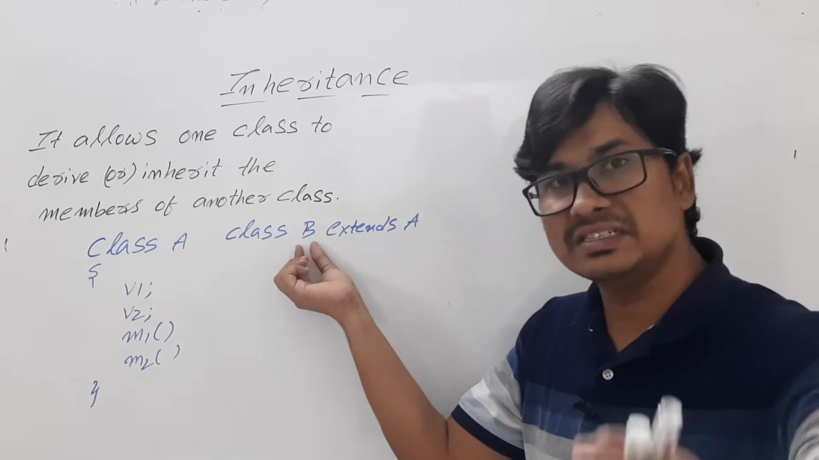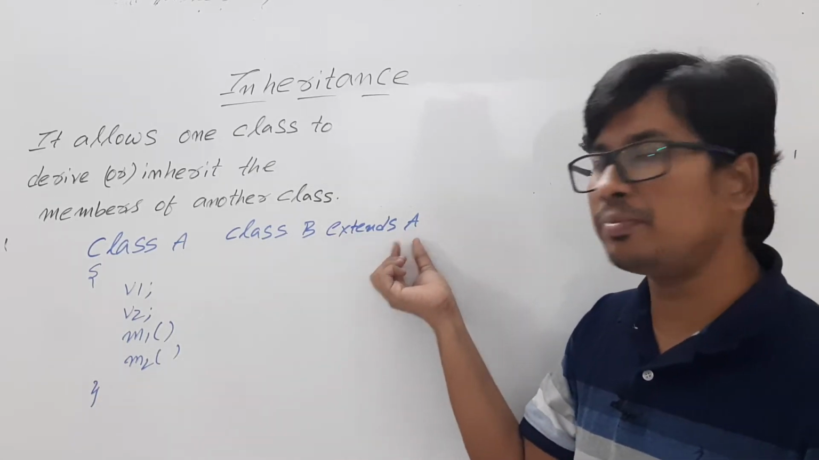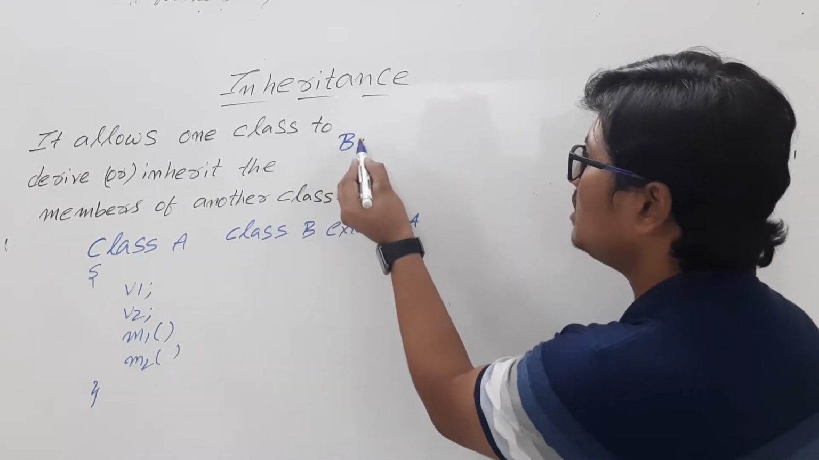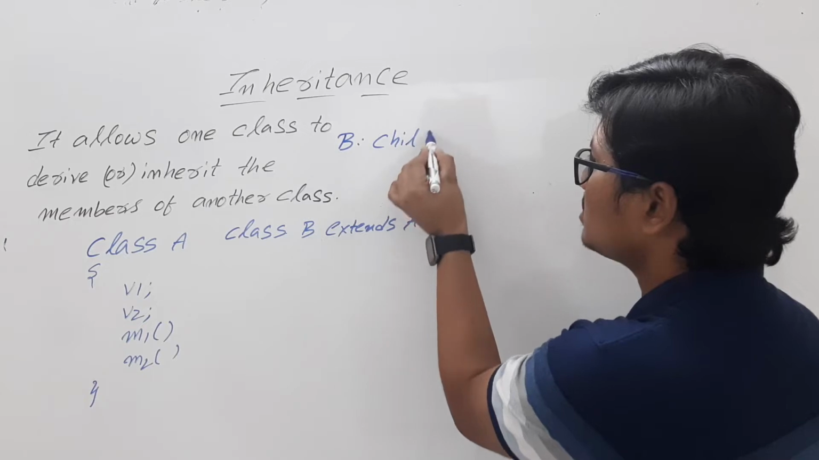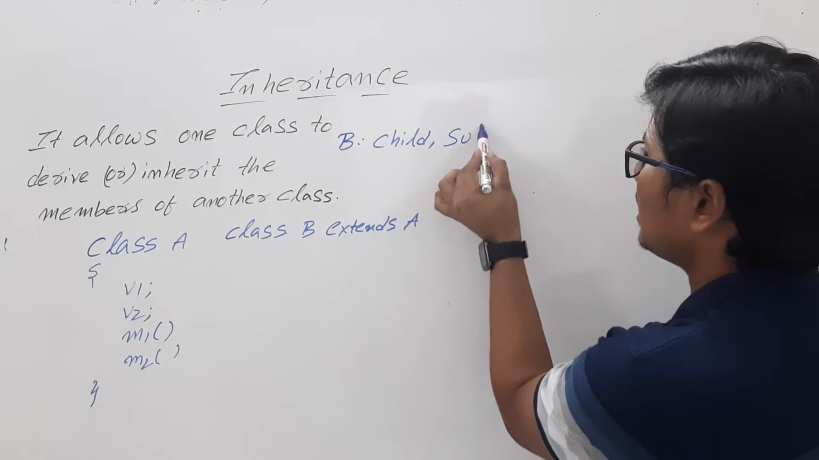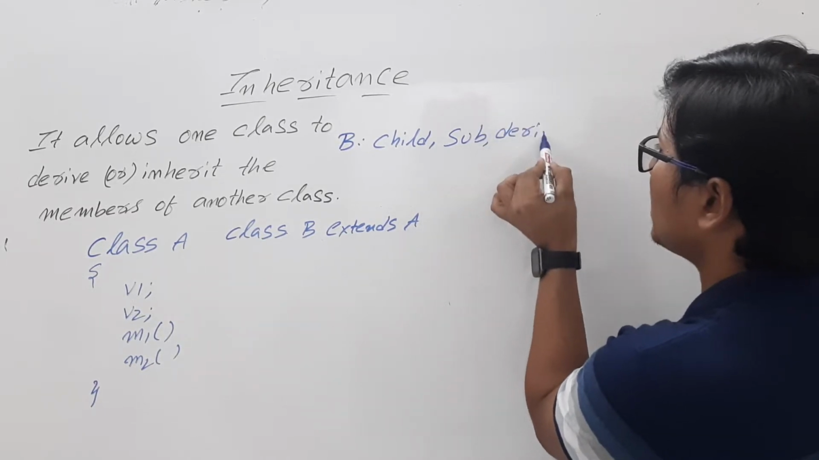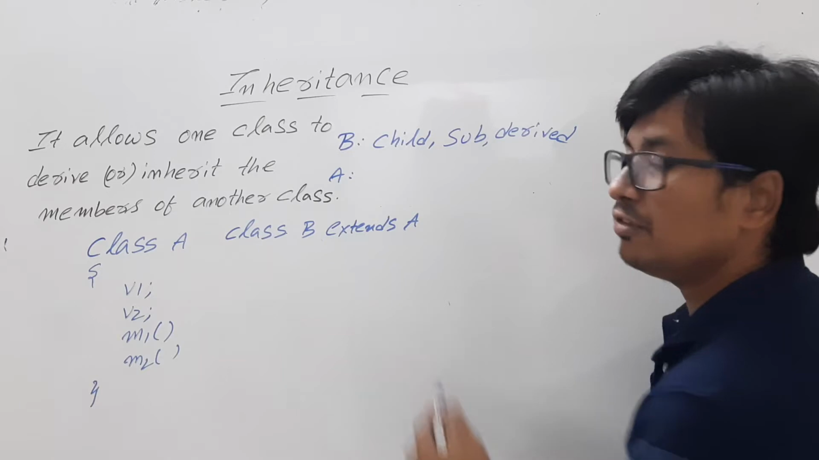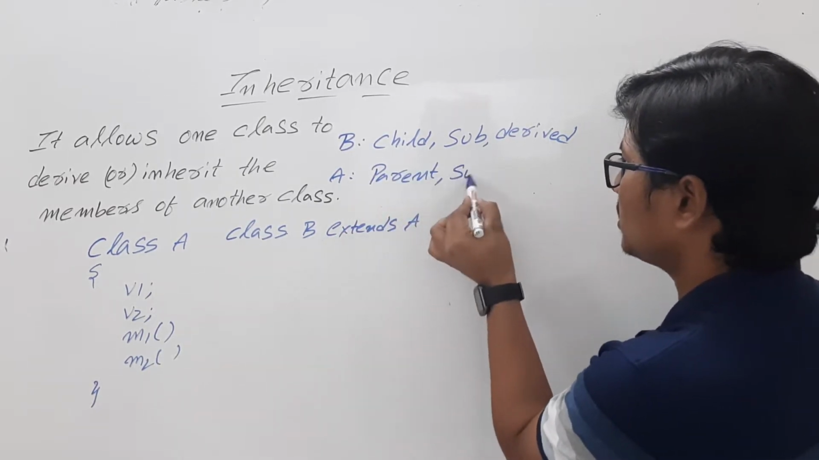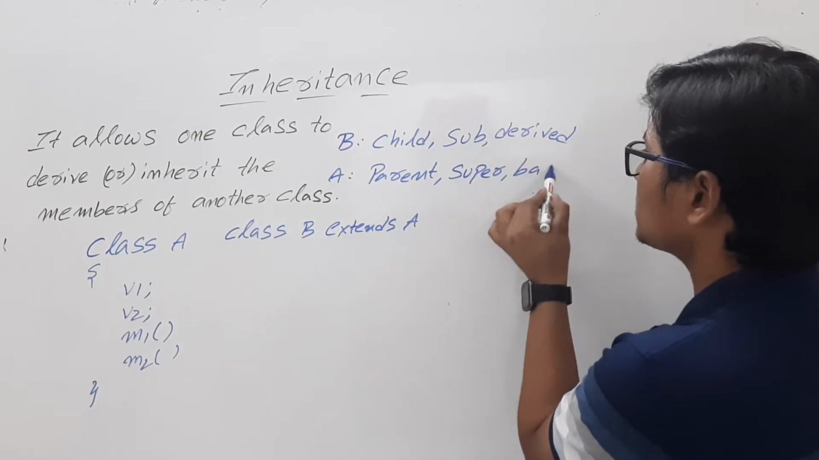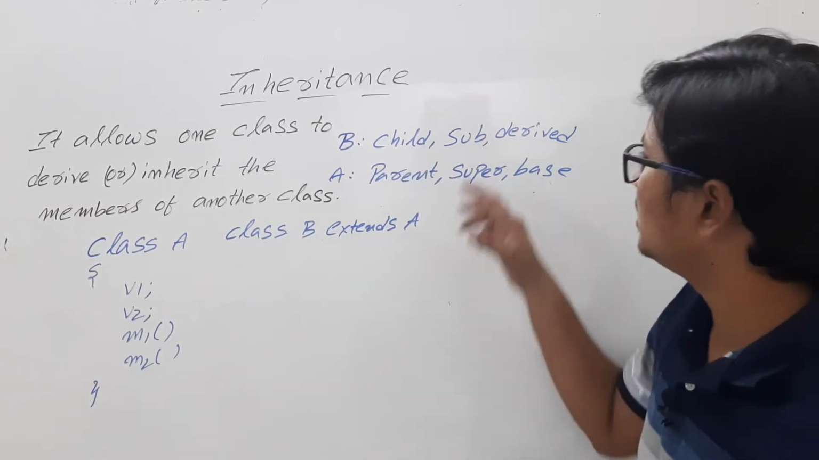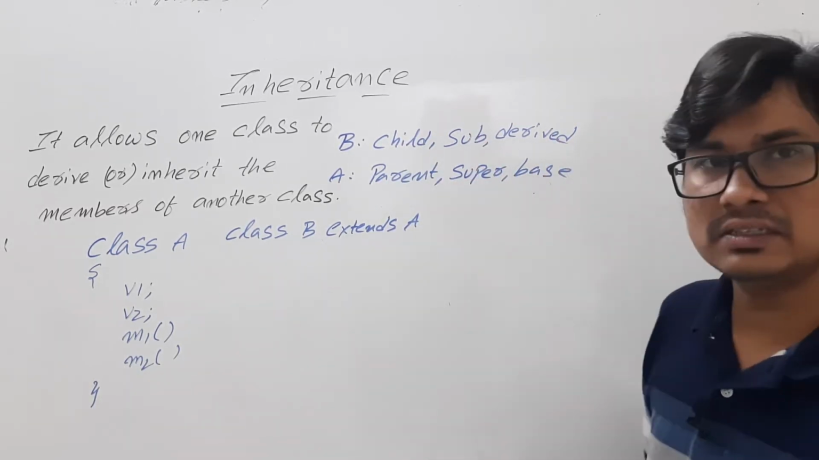So class B is the child class which is inheriting the properties from the parent class called A. In this scenario, class B is called a child class, or I can call it a subclass, or a derived class. Class A will be called the parent class. It can be called a superclass, or a base class. Any one of the terminologies you can use: child and parent, super and sub, and derived and base.